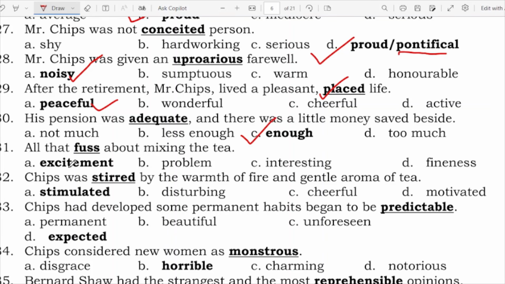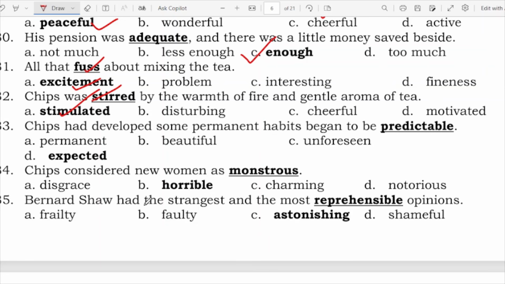Fuss means excitement. He was very happy when he started blending tea. Chips was stirred and stimulated. And the next one is predictable. Unpredictable is the antonym, and predictable means expected.